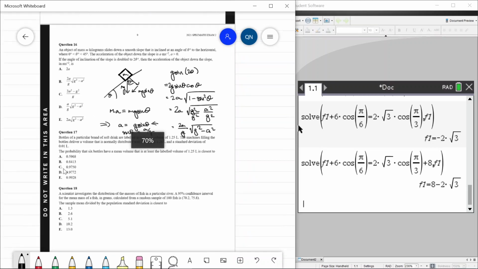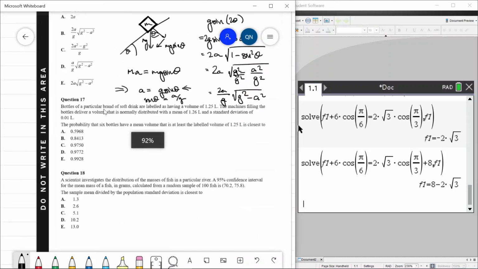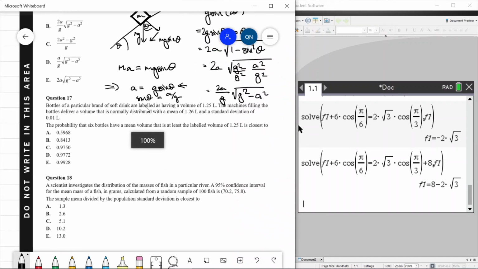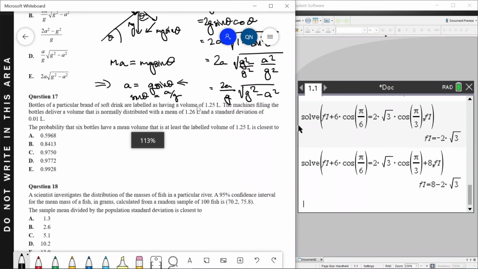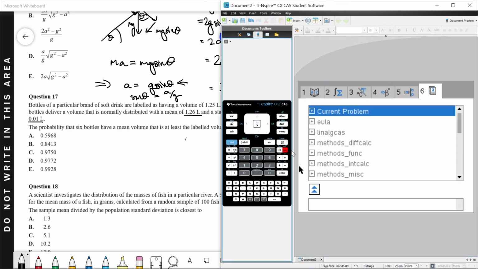Finally. Yeah, question 17, what do we have? Bottles of a particular brand of soft drinks are labeled as having volumes of 1.25 liters. The machine filling the bottles delivers a volume that is normally distributed, with this mean over here and a standard deviation of this. What is the probability that 6 bottles have a mean volume that is less than 1.25? So we've got the mean and standard deviation. This is just a normal distribution.